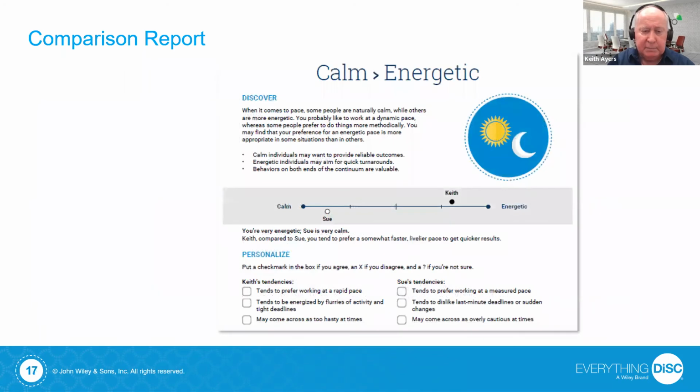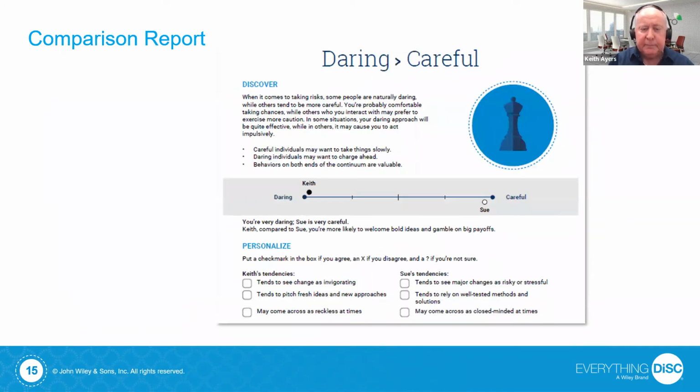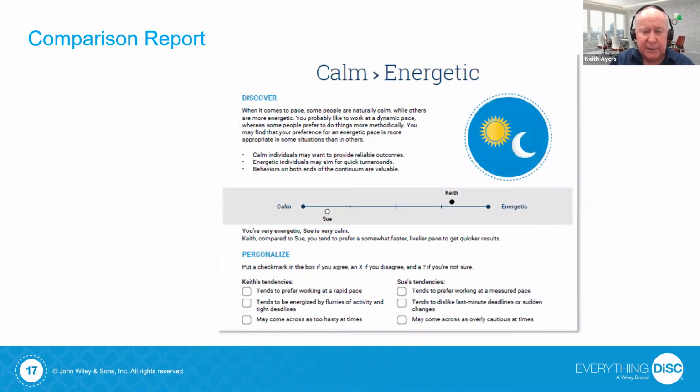So then this is just one more continuum, just to show we're still a long way apart when we look at calm, energetic. Now you might be wondering why myself, as an SI style, would be, was it daring? I think it was. And Sue's careful, which you'd expect from her SC style. And I'm energetic. But hang on, I'm an SI style. But remember, I have an additional priority on action.